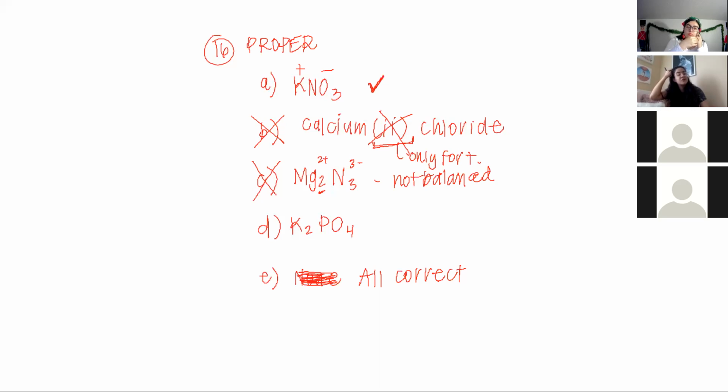What about K2PO4? Potassium has a 1+ charge and PO4 has a 3- charge. There we go. So they're, I think, missing a potassium, right? The proper way to do it would be to write K3PO4 instead. But we are missing a potassium, so this one is not balanced properly either. So then we can go ahead and get rid of this one.